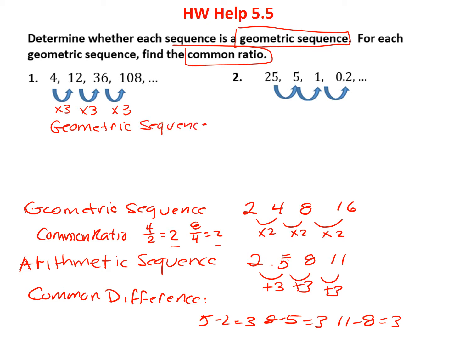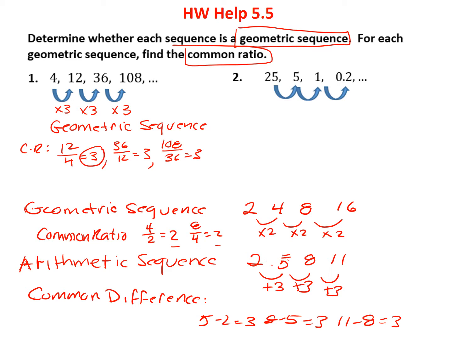And what's the common ratio? Well, take the first two. 12 divided by 4 is 3. 36 divided by 12 is 3. And 108 divided by 36 is 3. So that's my common ratio.